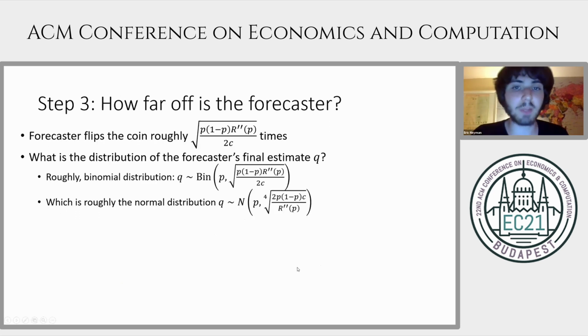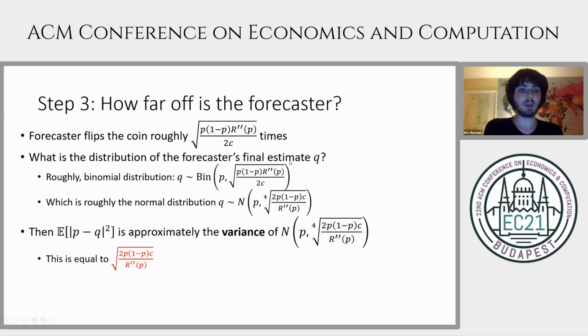Now, this is good news, because if we know how many times the forecaster flips the coin, then we have a great sense of the distribution of the forecaster's final estimate Q that they report. Specifically, roughly speaking, it is distributed according to a binomial distribution centered at p, with sample size equal to the number of times that they flip the coin. And since we care about the forecaster's expected squared error, well, that is equal to the variance of this distribution, which is precisely this red quantity over here.